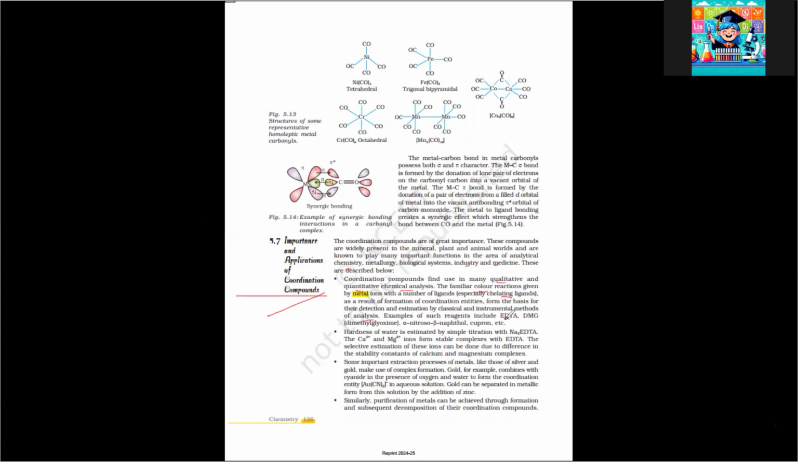Examples of such ligands are EDTA, DMG, dimethylglyoxime, EDTA is ethylenediaminetetraacetate, and alpha-nitroso-beta-naphthol. All these are chelating ligands which, when they interact with a particular metal, will give a characteristic color to the mixture. So we can know whether this metal is present in this mixture or not. So that is the first use in chemical analysis. Keep in mind chelating ligands and examples: EDTA, DMG, cupron, alpha-nitroso-beta-naphthol, etc.